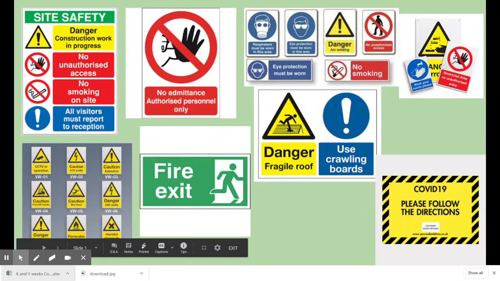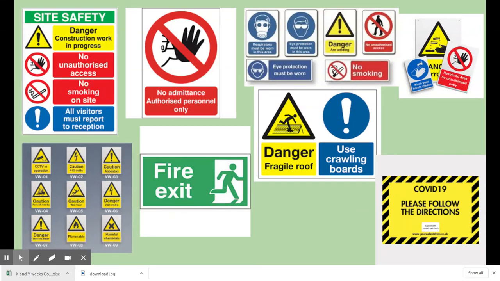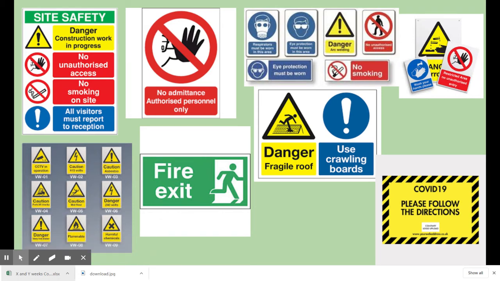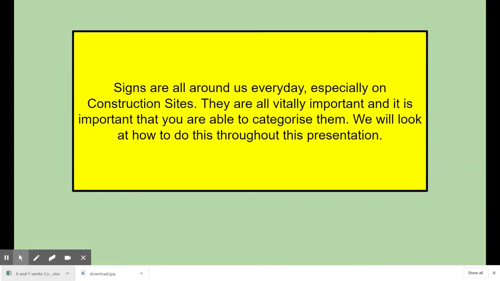Right, we're going to have a look at some safety signs. Signs are all around us. As you can see, there's a few examples on this first slide. As we move through, we'll go into more detail of what each slide actually means.